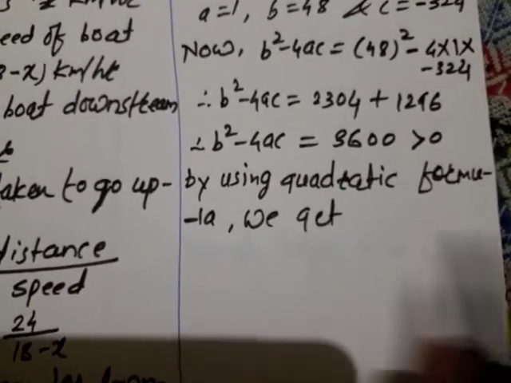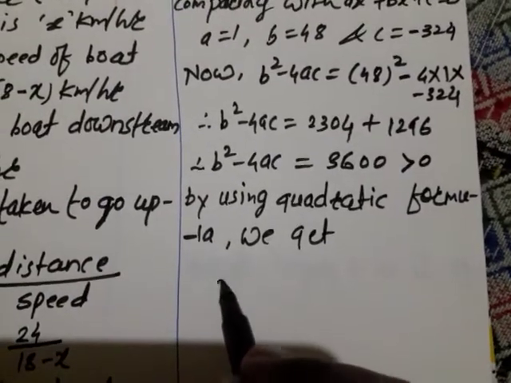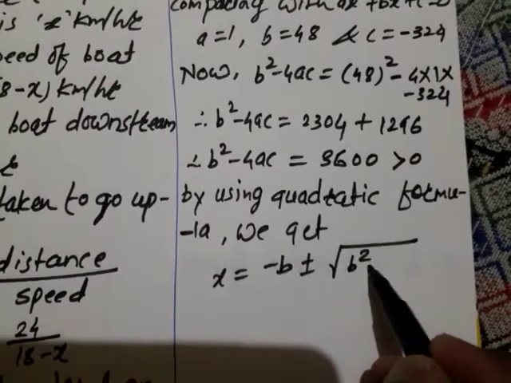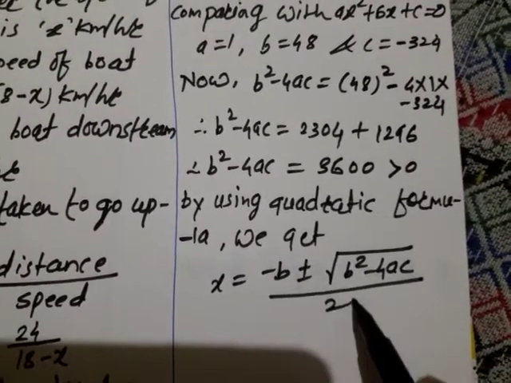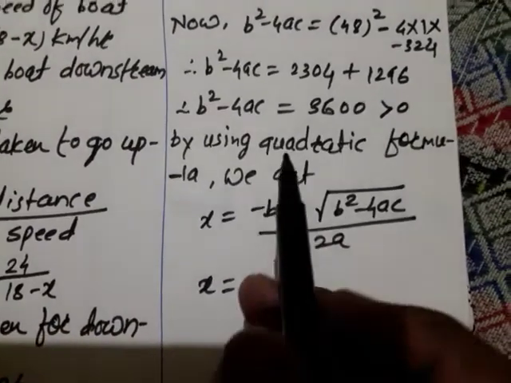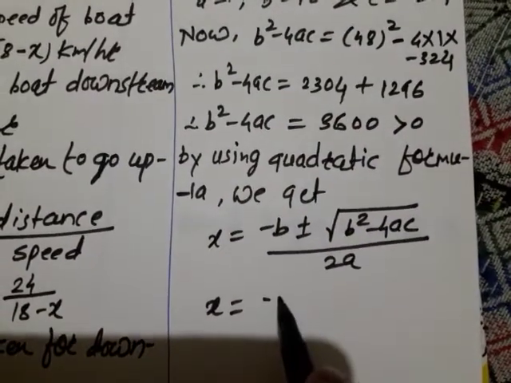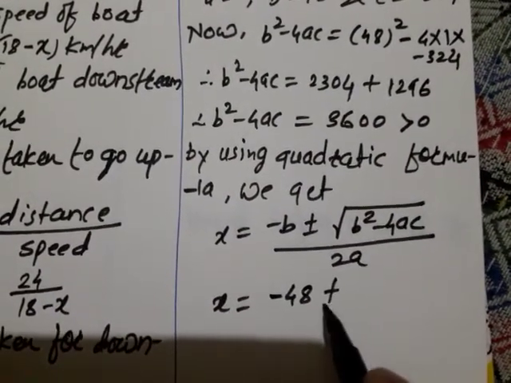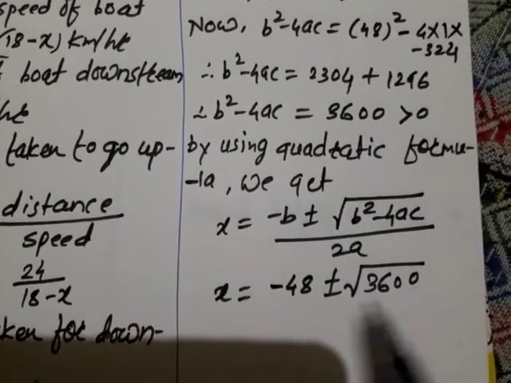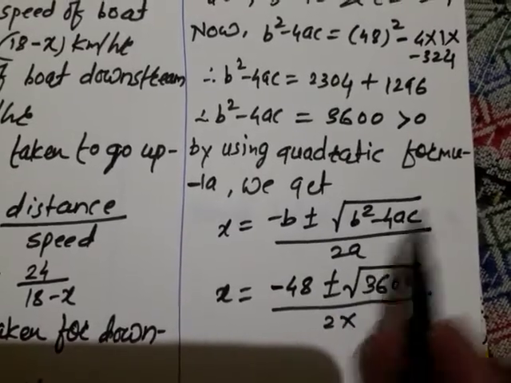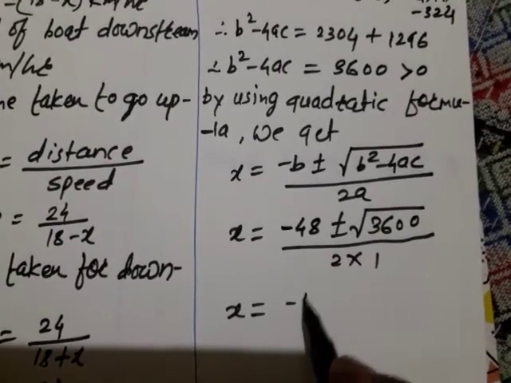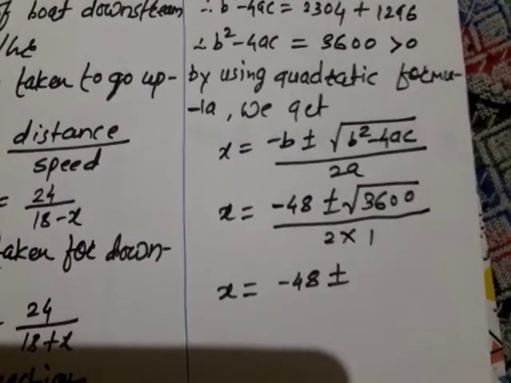Okay, what is quadratic formula? You know that very well. x is equal to minus b plus or minus in the square root b square minus 4ac divided by 2a. Put values, what we will get, see, x is equal to, b की वैल्यू क्या है 48, यानी कि माइनस 48 प्लस और माइनस इन द स्क्वायर रूट b square minus 4ac क्या मिला हमें 3600 डिवाइडेड बाय 2 इंटू a की वैल्यू क्या है 1.